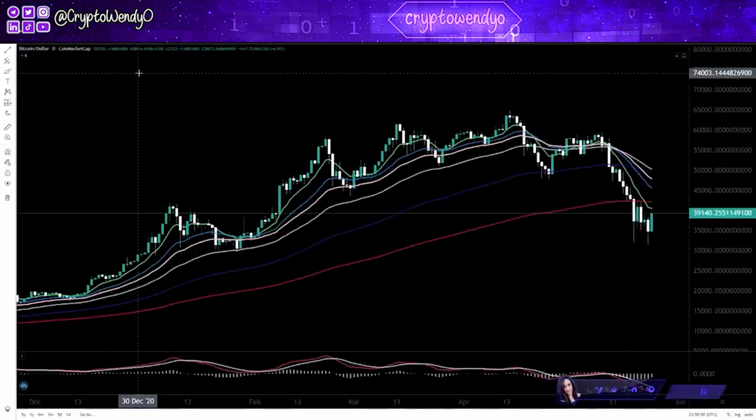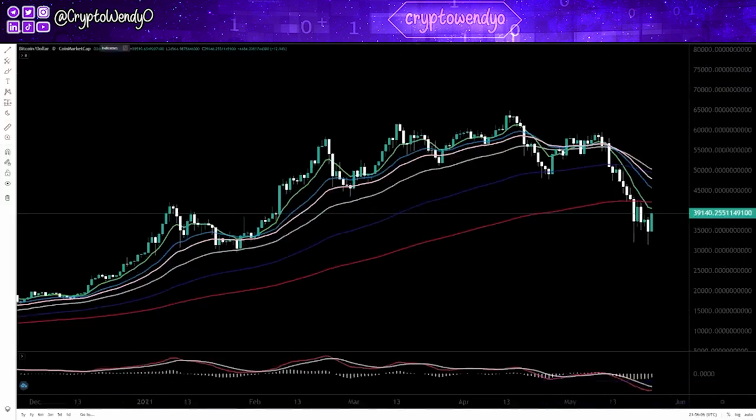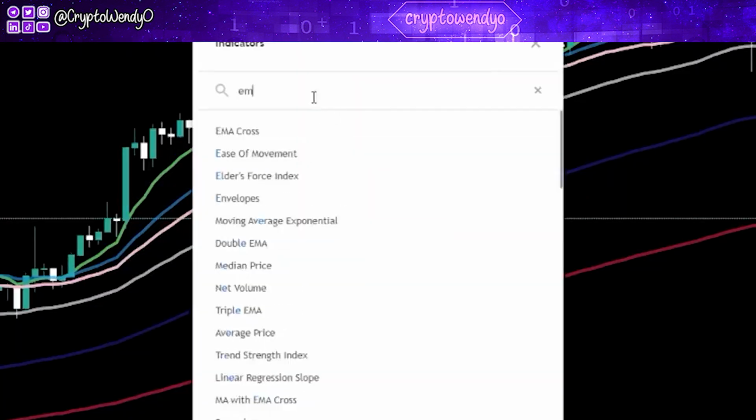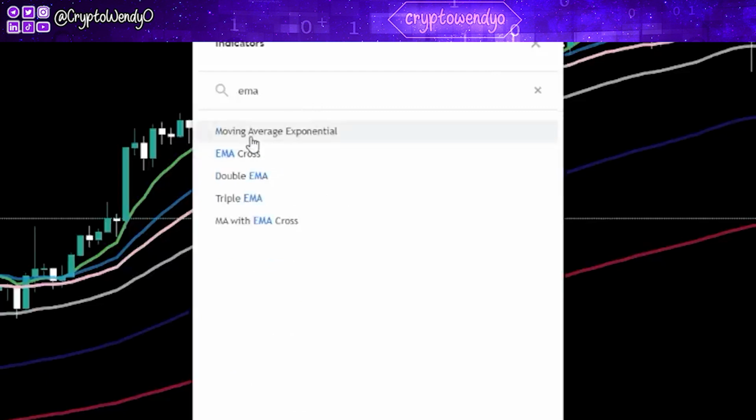Now let's take a look at the Bitcoin chart and use exponential moving averages. After you've found the cryptocurrency or asset that you want to trade, you first want to head over to indicators. This is where you can pull up any indicators, but for purposes of this video, we're going to focus on exponential moving averages. You're going to click it, type EMA in at the top, and you're going to find moving average exponential. I know it's phrased a little differently, but that's just the way it is.